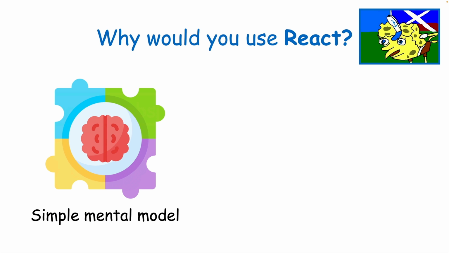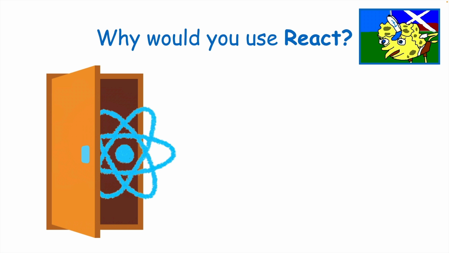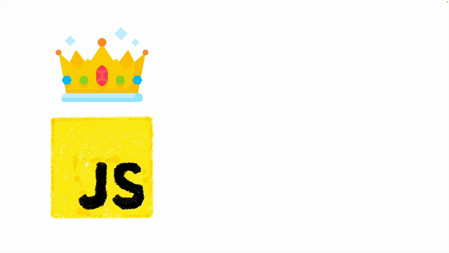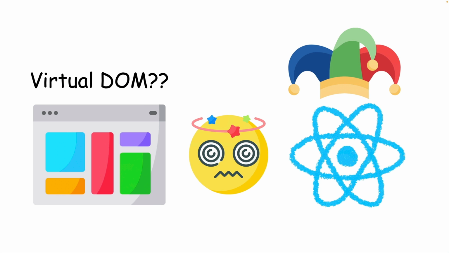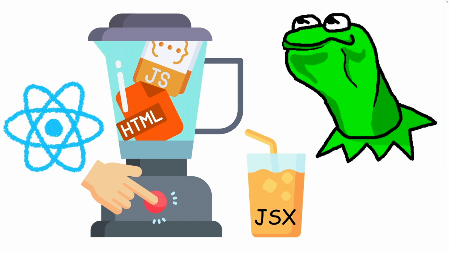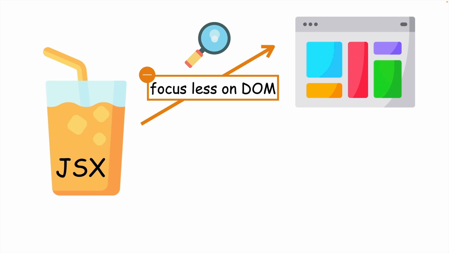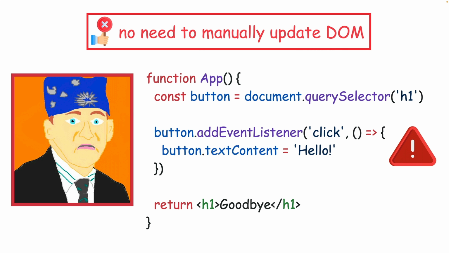Just by giving us a simple mental model to write components and manage state, React opens the door to making very sophisticated projects with JavaScript. For those familiar with JavaScript, but new to React, the concept of the virtual DOM can be confusing. React mixes HTML and JavaScript using JSX, which may seem odd initially, but this combination allows us to focus less on the DOM and more on the data itself. React abstracts the DOM away, so you never have to write clunky code like this again.